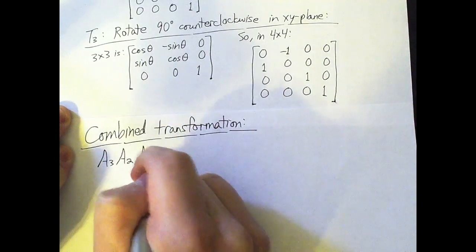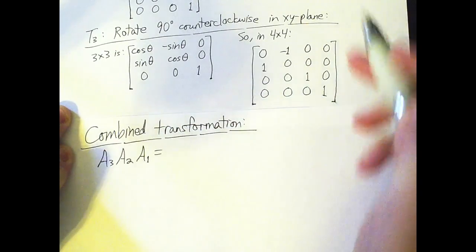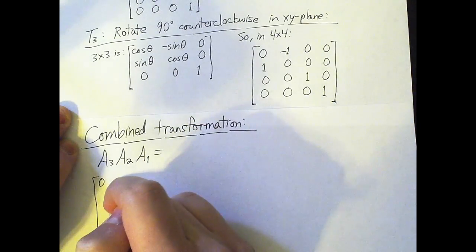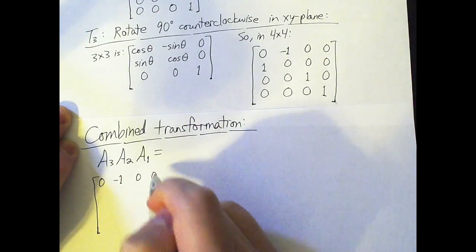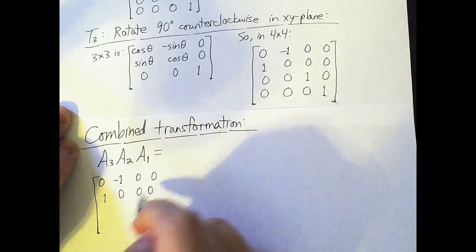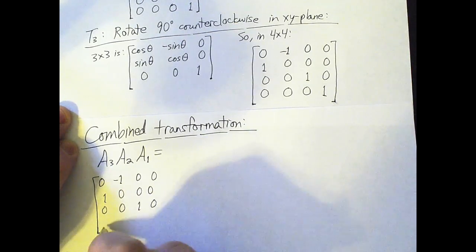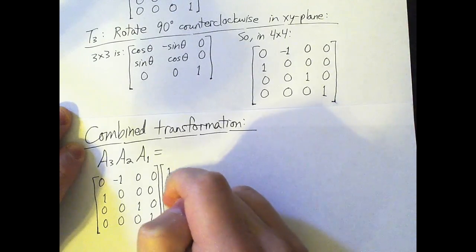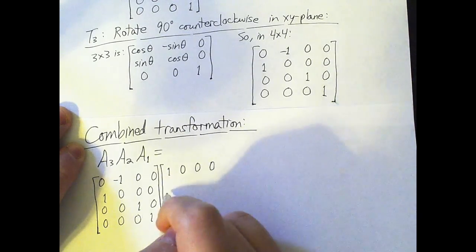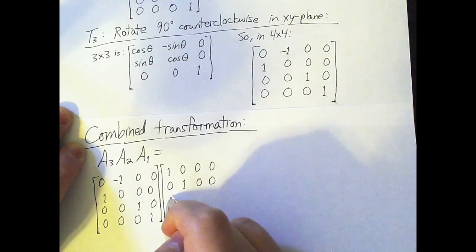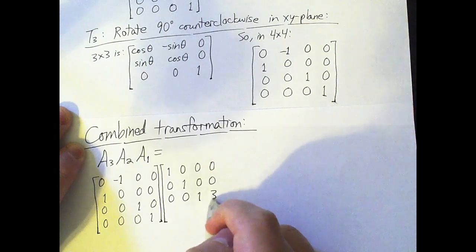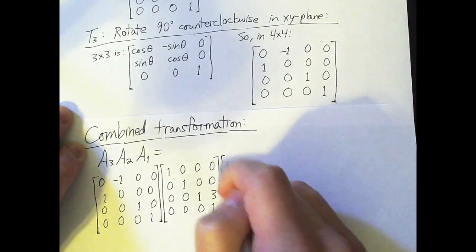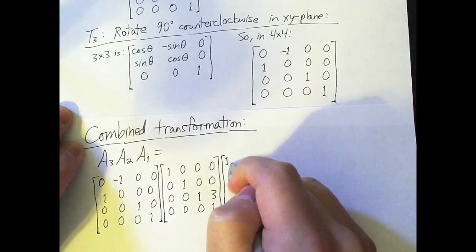A3, A2, A1. That's what these three matrices were. So I did this matrix multiplication. I'm not going to show every step of it. It has a lot of zeros in it. That's nice, it makes the multiplication a little bit easier. And you know, in 3D graphics, this would be done by a computer, right? So we're doing this by hand to kind of understand it.